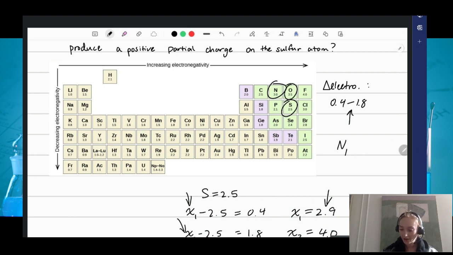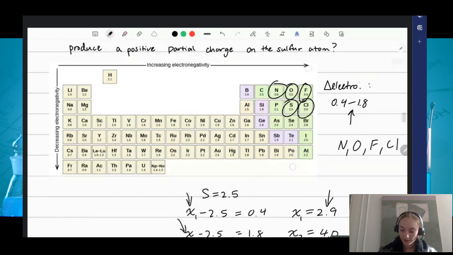Oxygen is 3.5, and that is between our range. So oxygen is one of those. Fluorine is 4, also within our range. And chlorine is 3, so that's also within our range.